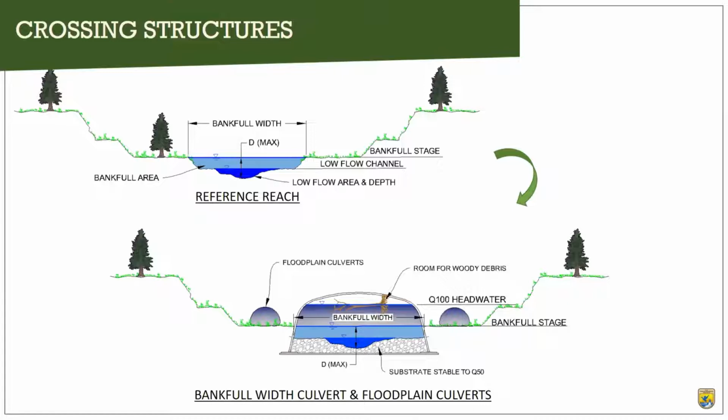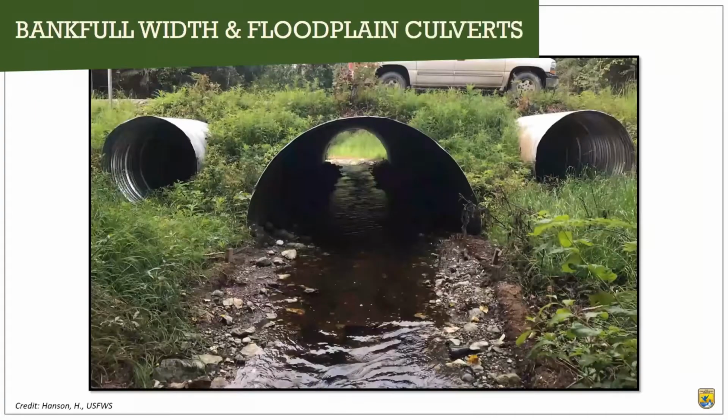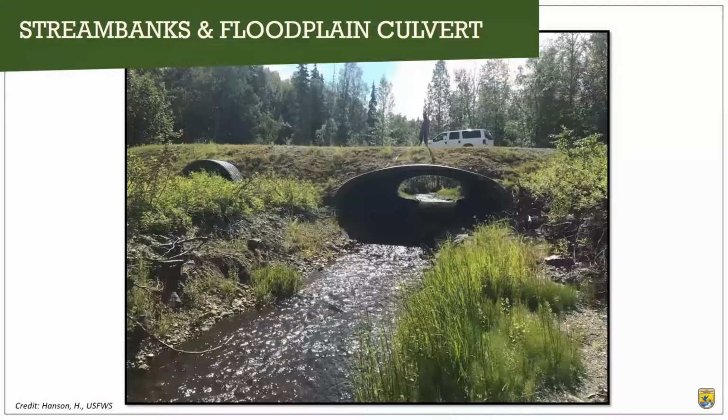And the floodplain culverts allow for some floodplain connectivity. And here's an example of that. And another example of a floodplain culvert. That floodplain culvert is higher than our primary culvert, and we only have flows going through it at flows higher than bankfull, or at least higher than the low flow channel.